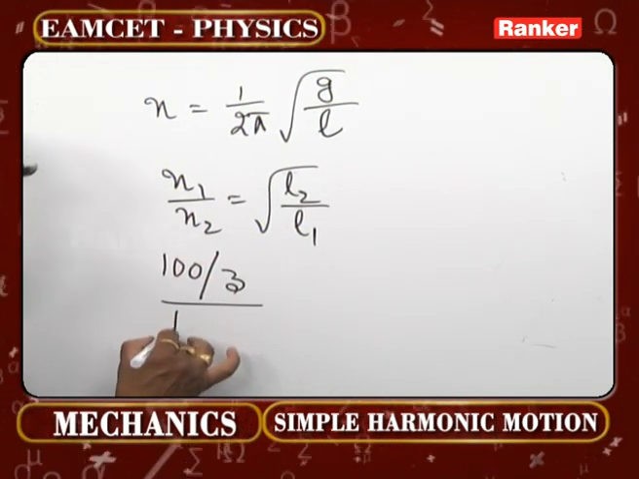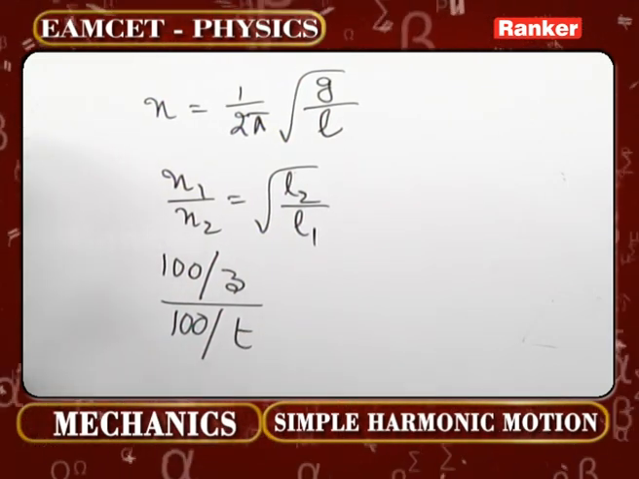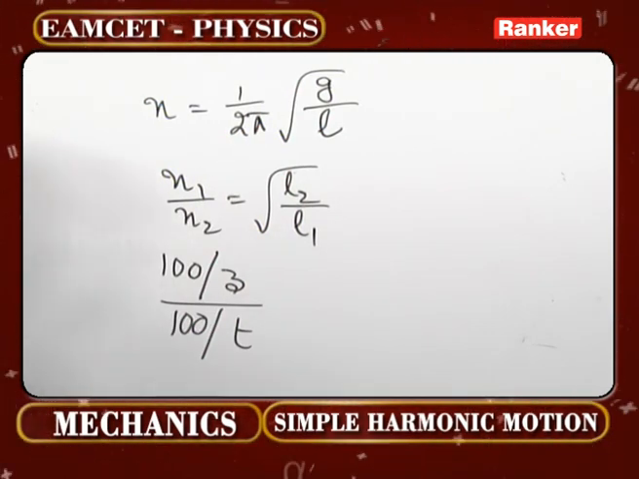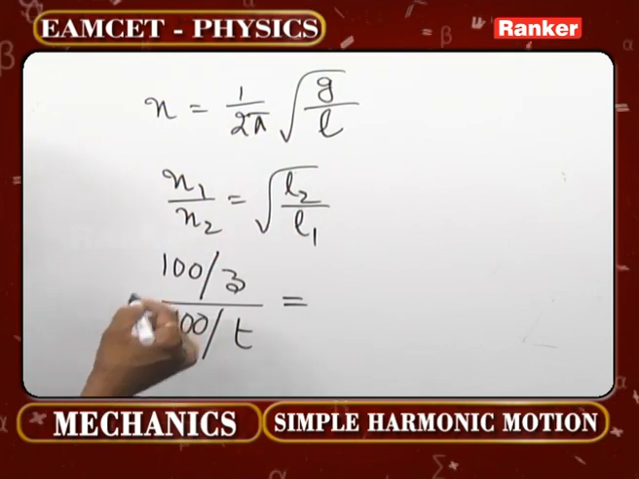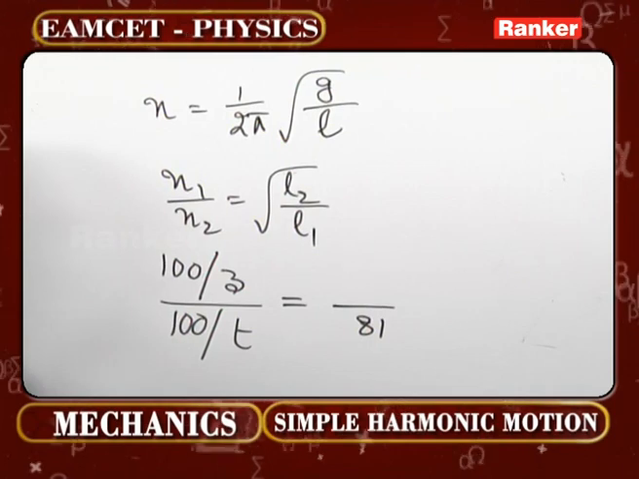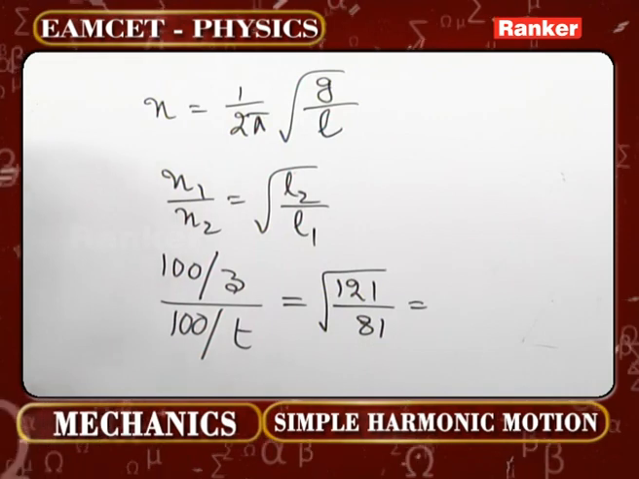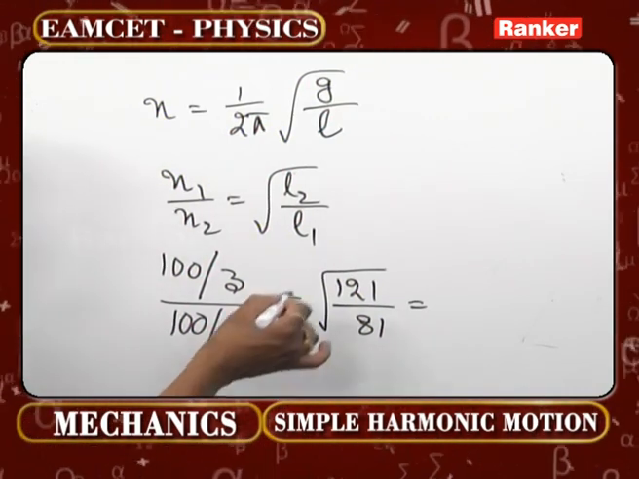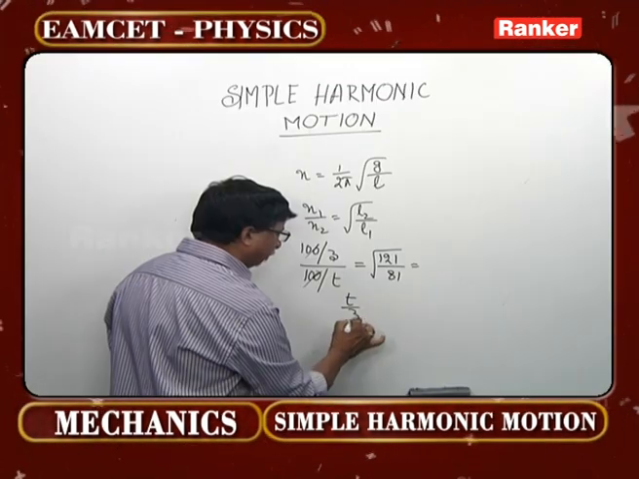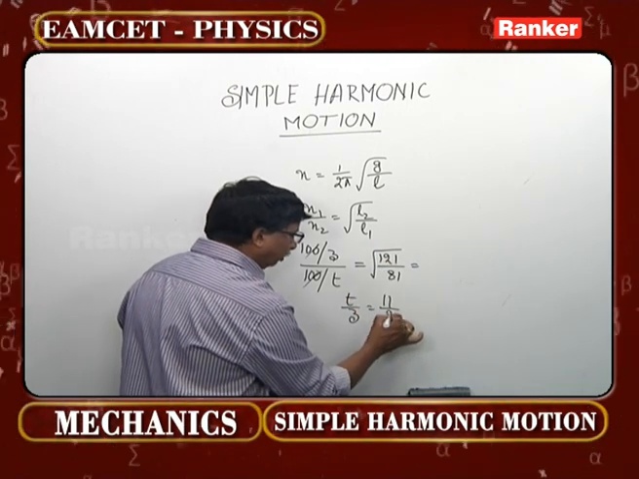Divided by what should be n2 now? Again 100 oscillations only. But how much time it is taking, we do not know. That is now to be calculated separately. So this is equivalent to n1 being the first one. What is its length that is given? 81. What is that of the second one given here? 121. Now of course you can write this one. 121 centimeter is going to be the value of length. Now 100 gets cancelled. T by 3 you will be getting here. What is this one? 11 by, this will be 9.